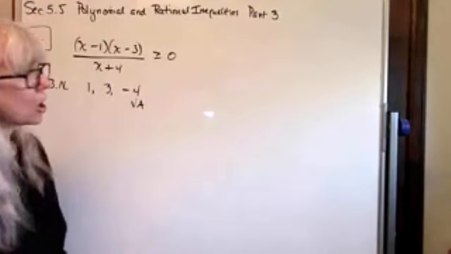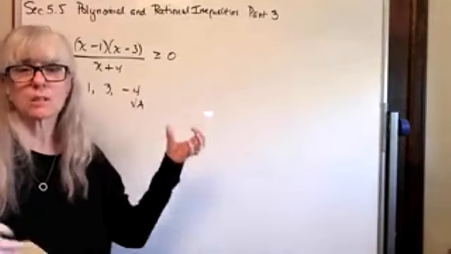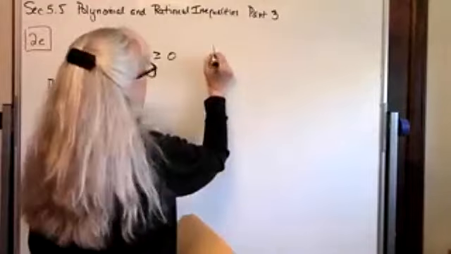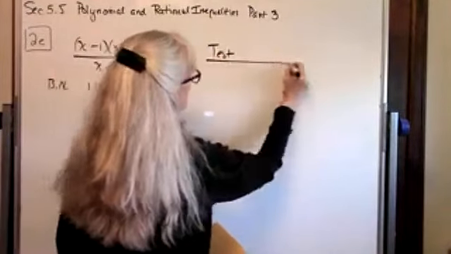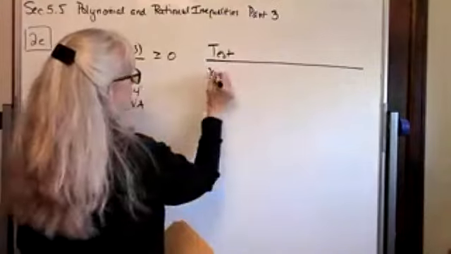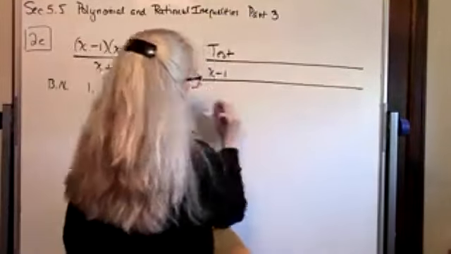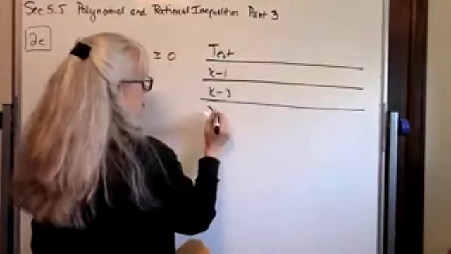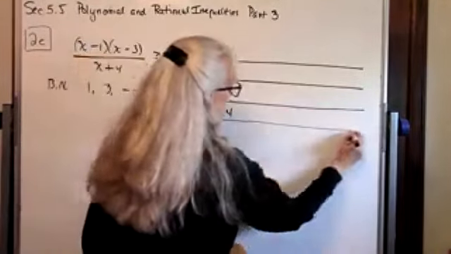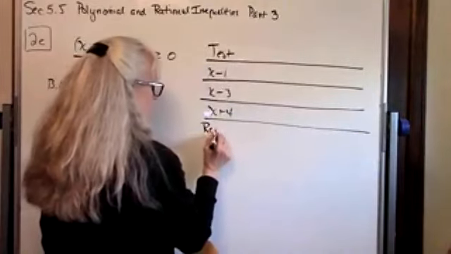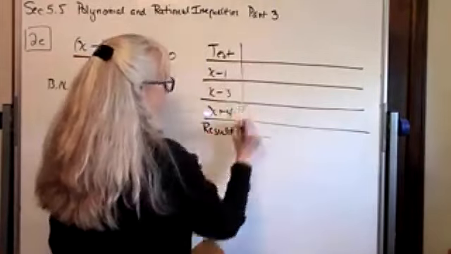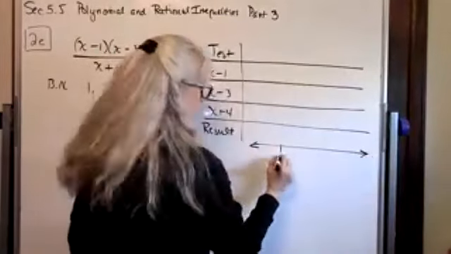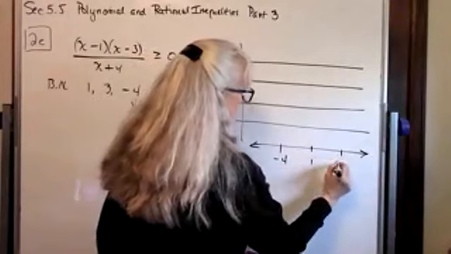So they've done all the work for me. It's already compared to 0, and it's already a single fraction. They really have. Let's see, we have x minus 1, or x minus 3. Most of your time is going to be spent building these sign charts. Then we're going to have our result. 3 numbers on our number line. In numerical order, we have -4, +1, and +3.